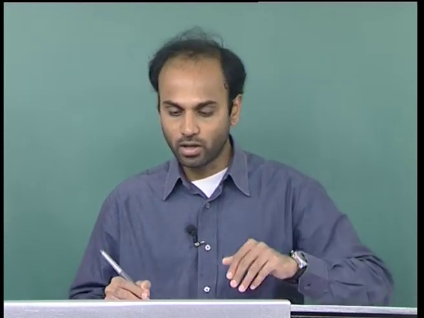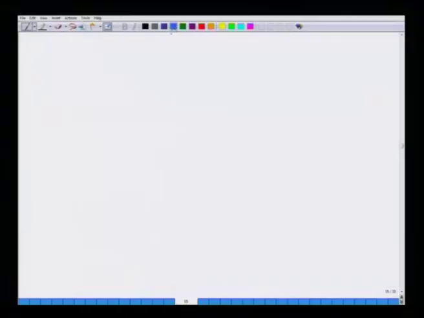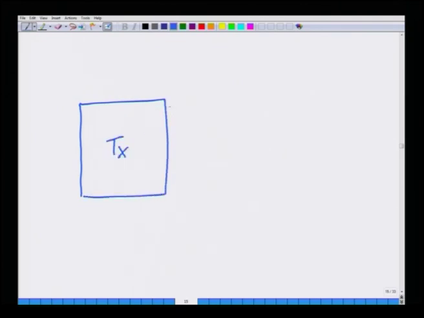So, let me describe it schematically. Let me draw a simple schematic diagram of that. I have a transmitter block, and previously I had one antenna. Now, I have multiple antennas. Similarly, I have a receiver block.